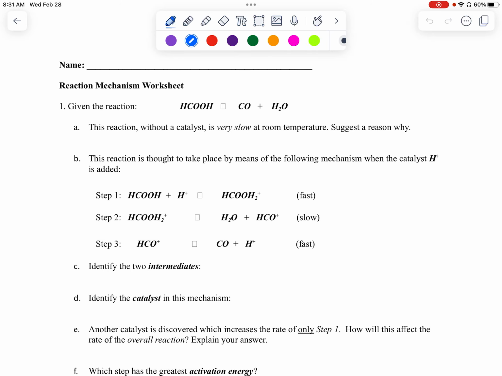All right, I'm going to walk you through one more worksheet because I'm going to be gone at a conference. But again, if you're homesick, this will help you out.